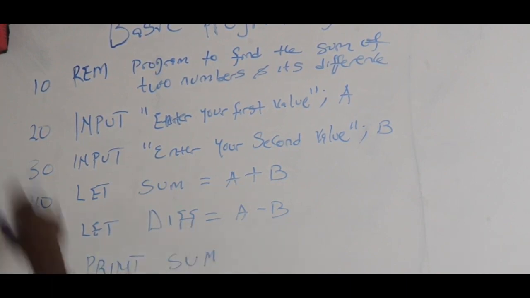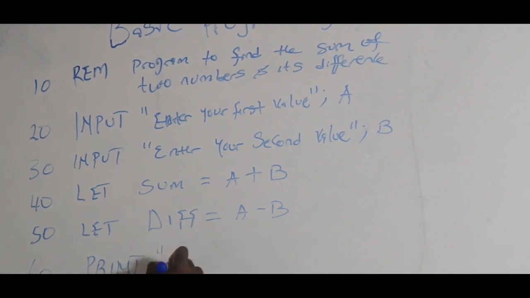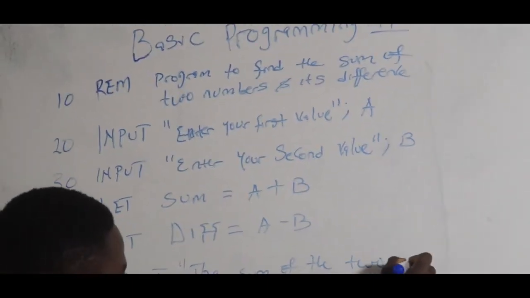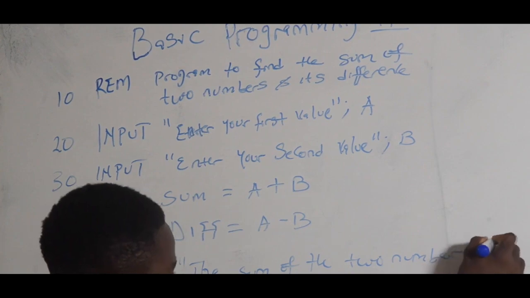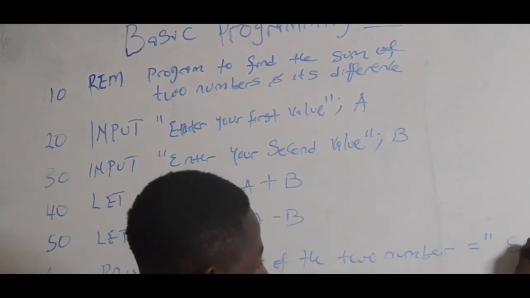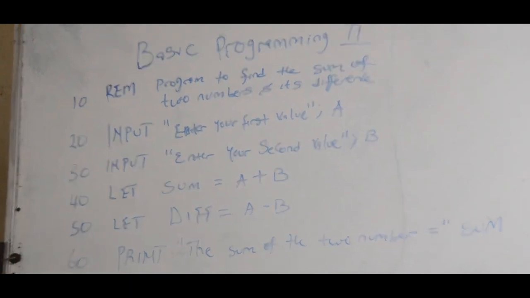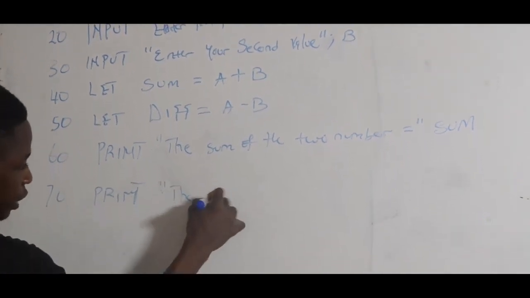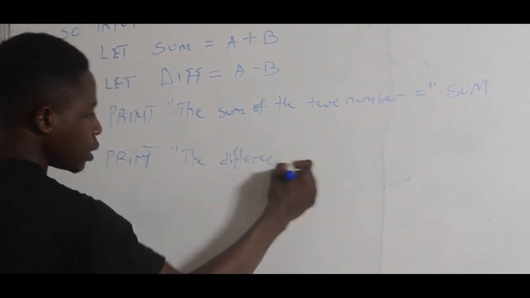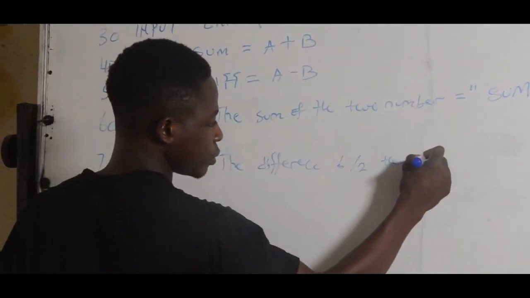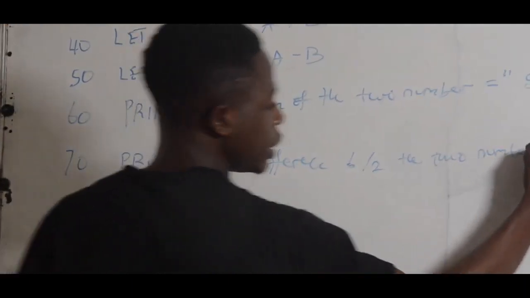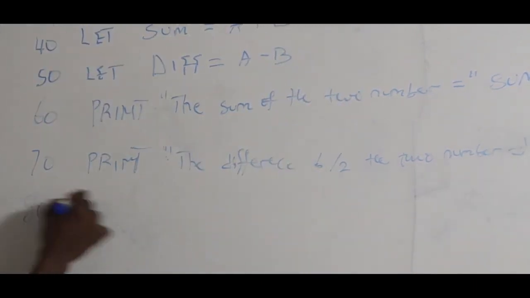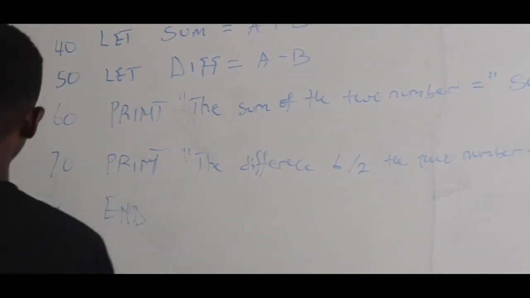Or to make it more interactive, you can say something like this: PRINT "The addition or the sum of the 2 numbers equals", and what is it? It is sum. Same thing here, coming to 70: PRINT "The difference between the 2 numbers equals", diff. And 80, you can end the program.